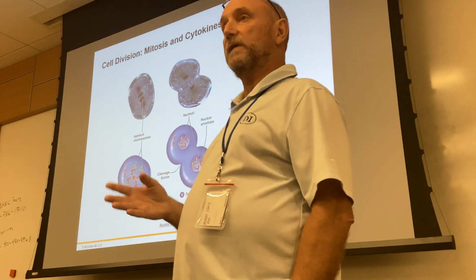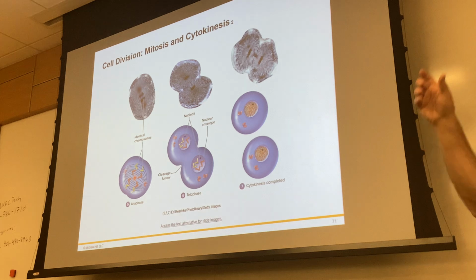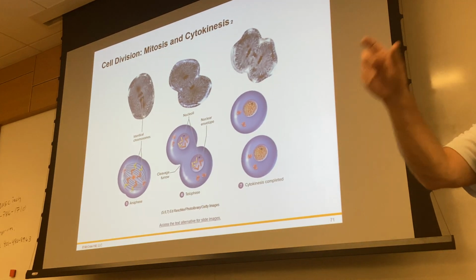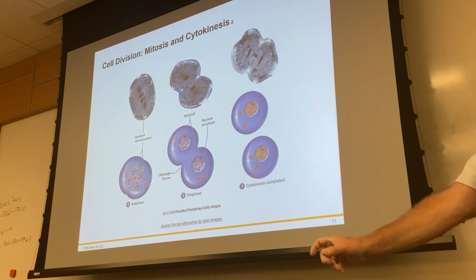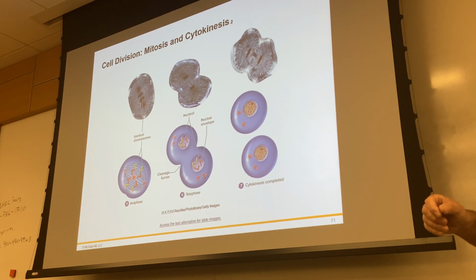Okay, so those are all the steps in mitosis and cytokinesis. Cytokinesis has to do with the cytosol, the plasma membrane, and organelles. Mitosis, just nuclear DNA.